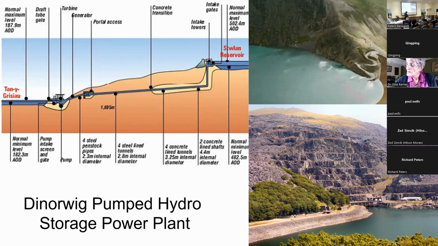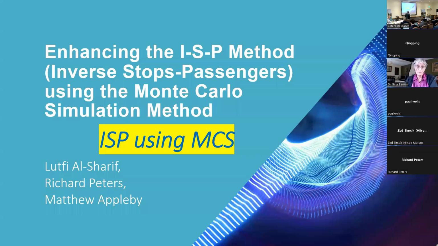This is the Dinorwig in Wales. I know some of you might know the place. Some people call it Electric Mountain. It's a storage. This is actually an old, disused slate mine, filled up at the top with water. The bottom, there's water as well. And what they do when the grid is under pressure, they will actually let the water down to power the grid. Very ingenious concept, very, very clever.